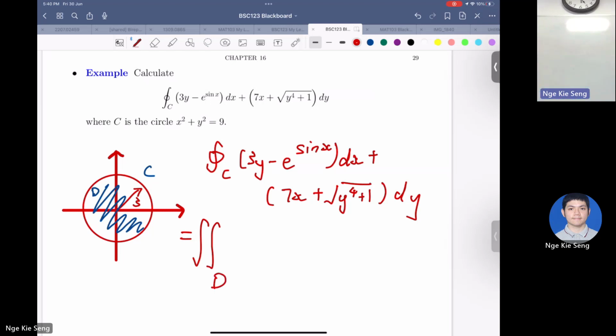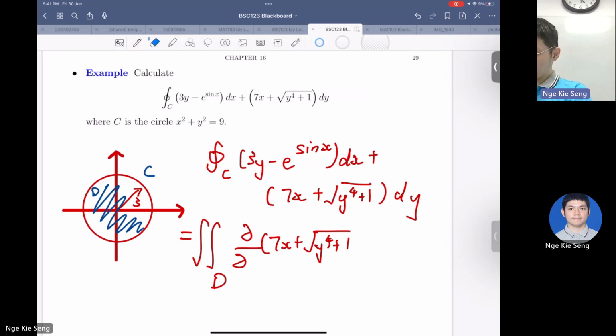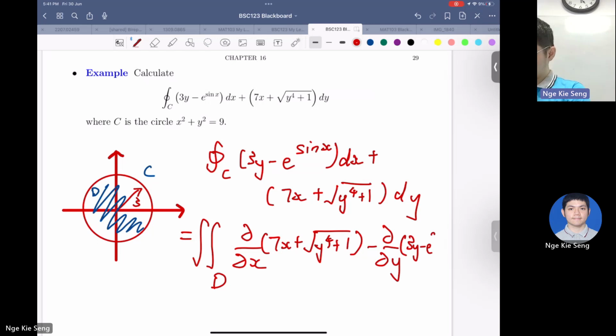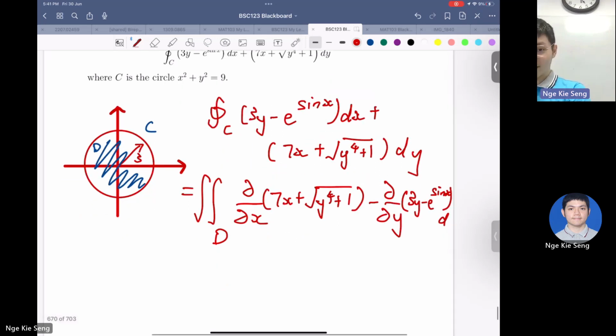Okay, continue. So we change the line integral on C to a surface integral on D, because it's an open disk already. Okay, what happened to the function? You need to take the function on dy, differentiate with respect to x, minus the function on dx, differentiate with respect to y. So what do you get? You just get 7 minus 3.